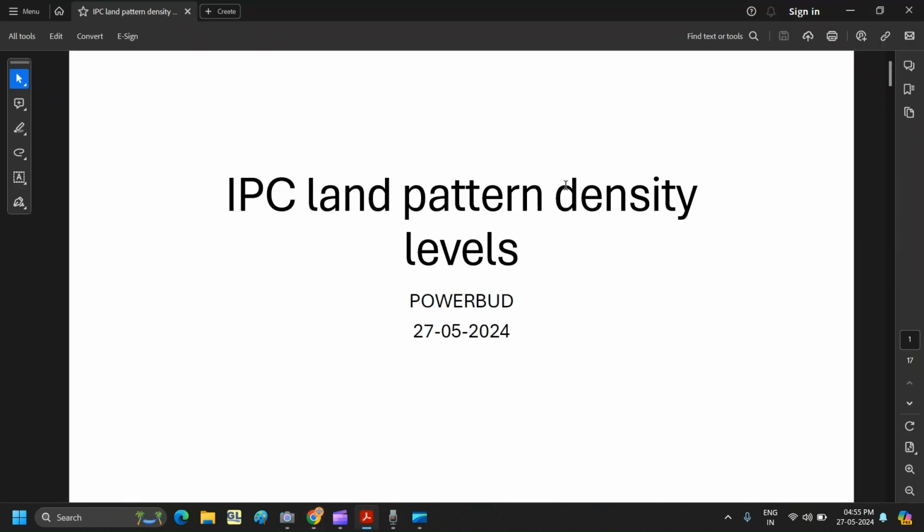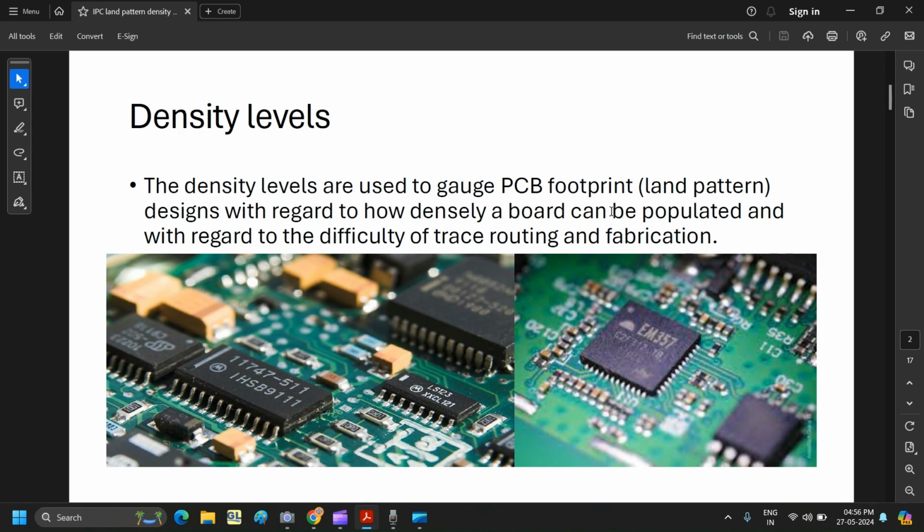Today I am going to show you IPC land pattern density levels. The density levels are used to gauge PCB footprint or land pattern designs with regard to how densely a board can be populated and with regard to the difficulty of trace routing and fabrication.